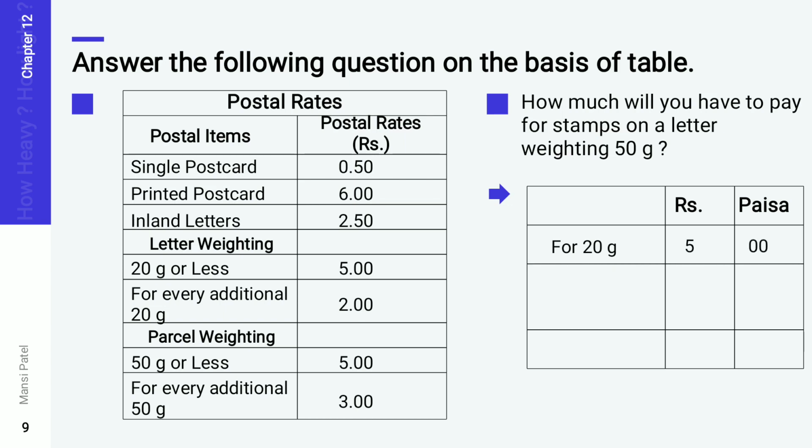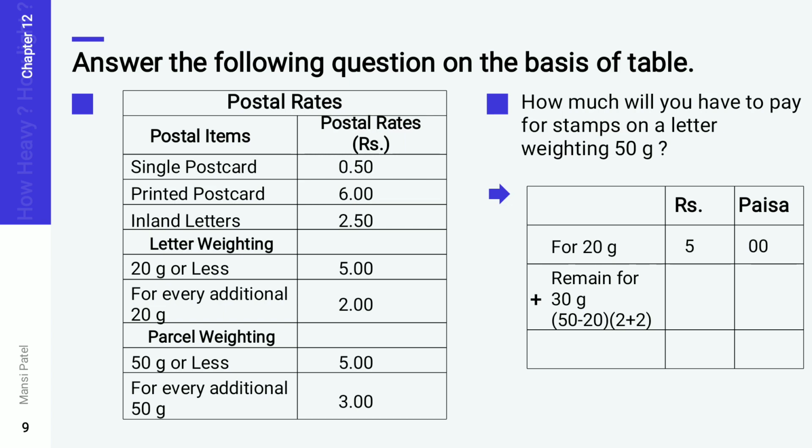Now what is the total weight of that letter? That is 50 gram. But from this 50 gram we already paid for 20 gram. Now how much is remaining? Remaining is 30 gram. How does it come to 30 gram? That is 50 minus 20. From the total weight we subtract just 20. So now you have to pay for the 30 gram.